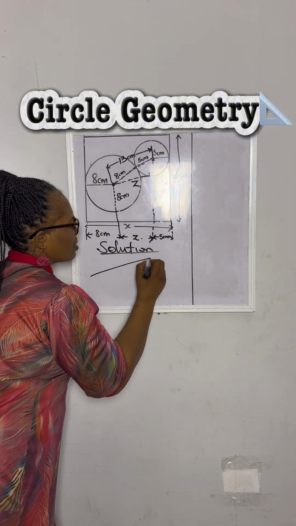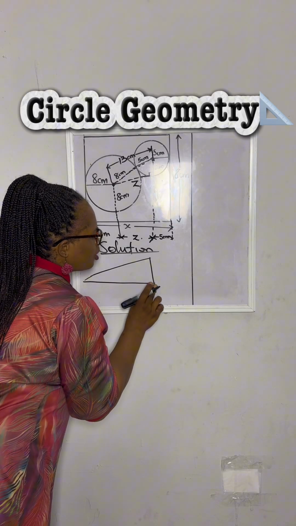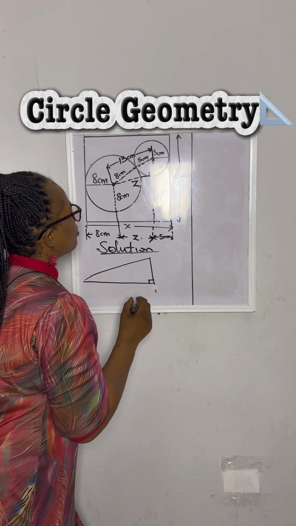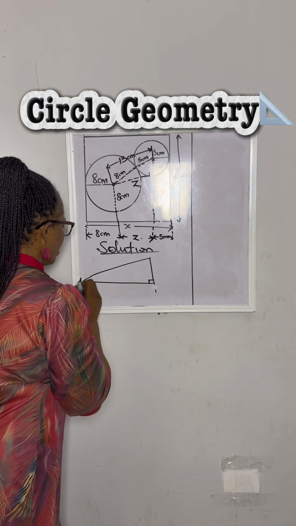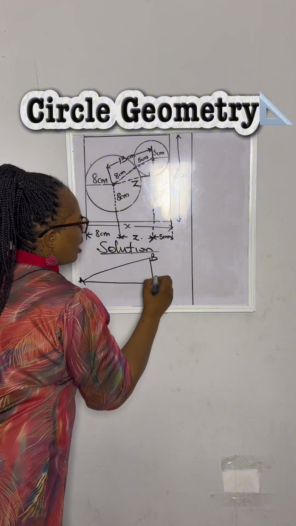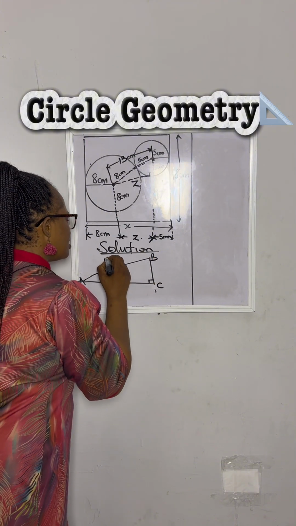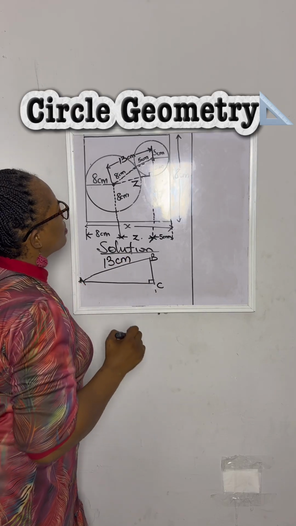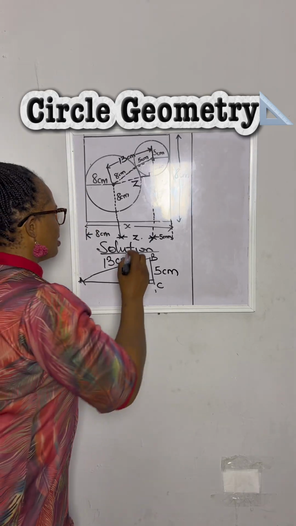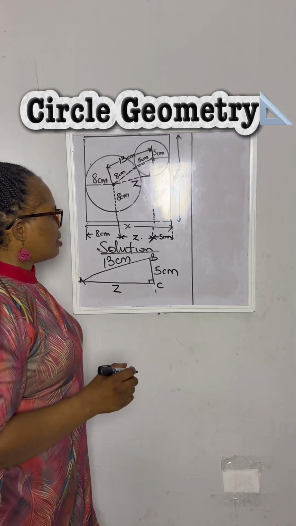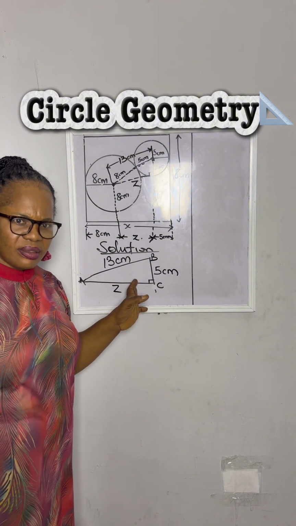I have this, and I have this. What shape does this form? This forms a right-angled triangle. Let's call it triangle A, B, and C. Okay, so AB from the diagram is 13 centimeters. BC is 5 centimeters. This is Z. Who can tell me the theorem I can utilize to find the value of Z?